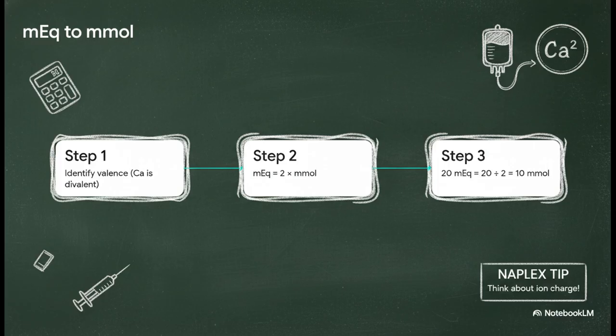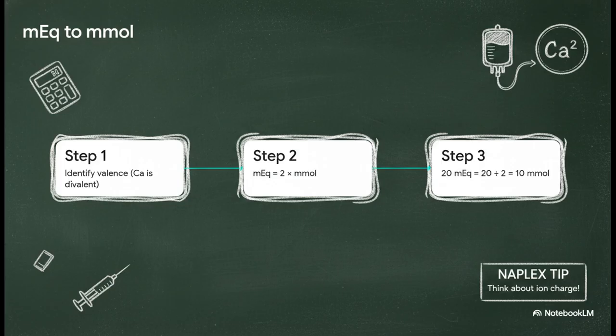Let's look at the relationship between milliequivalents and millimoles. Say you're asked to convert 20 milliequivalents of calcium to millimoles. Tracking your units and valences here is absolutely crucial. Step 1, identify the valence. Calcium is divalent, meaning it has a valence of 2. Step 2, apply the rule. For divalent ions, milliequivalents equal 2 times the millimoles. So, for step 3, to find those millimoles, we just take our 20 milliequivalents and divide by 2, giving us 10 millimoles. The trick is to not blindly memorize.